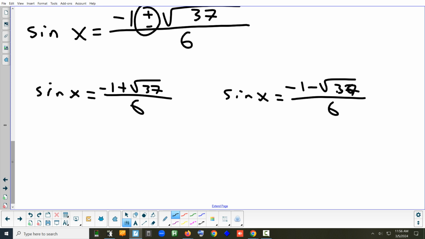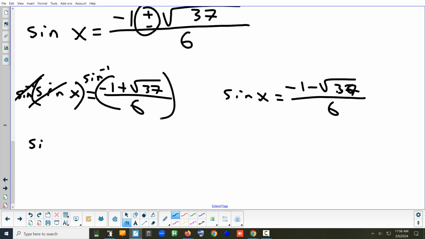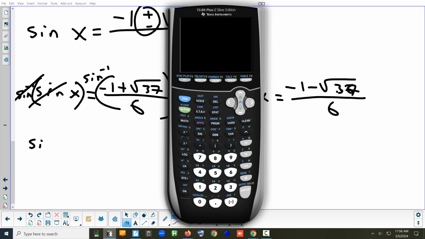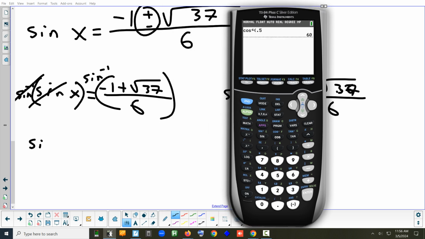Okay, now how do we get rid of sine? What is it? Yep, arc sine or inverse sine. Yep, you're just going to put all that in the calculator. And then take the inverse sine of what's on the right. Right, so I'm going to do it in degrees and then see what we get. Okay, I'm just going to type in this part first. Negative 1 plus the square root of 37. And then divided by 2.